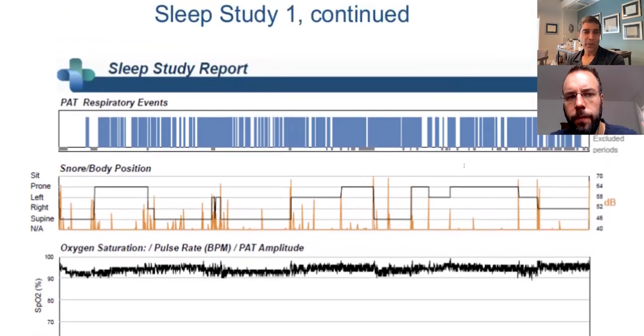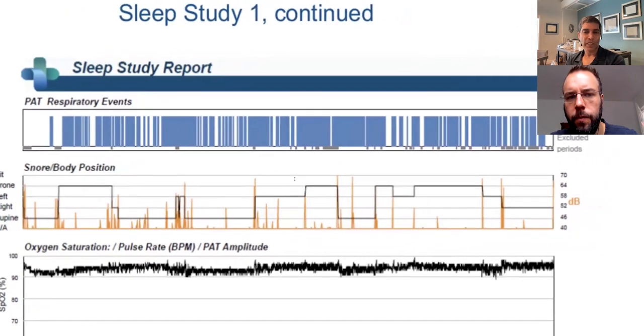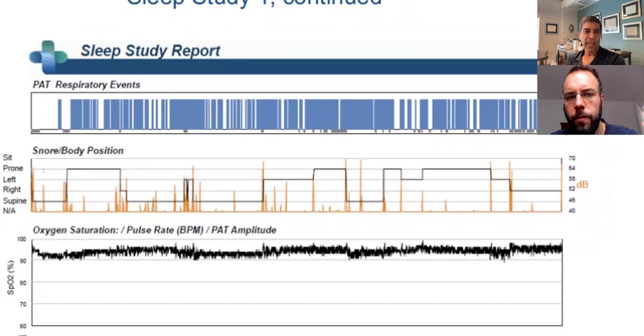Now the next one is snore and body position. The orange is snore. And this is obviously longitudinal through the night. And so this is also a little unusual. For someone who has 65, whatever, interruptions an hour, there's not that much snoring. It's just a little bit. I mean, it's actually not too much at all. On the right is the decibels. So it almost looks like there's a few snorts, so to speak, but not necessarily sustained snoring.